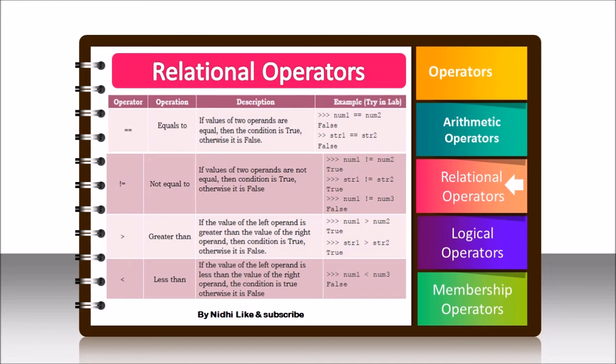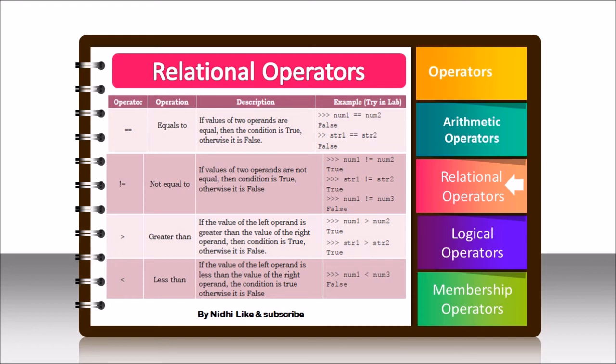Next is the greater than operator. If the value of the left hand operand is greater than the value of the right hand operand, then the condition is true. Now if some alphabet is capital, we can say that it is greater as compared to the small alphabet. In numbers we can generally compare greater and less, but in strings, if the alphabet is capital, then we can say it is a greater string. Less than is similar to greater than, checking whether the value is less than or not. So this is about relational operators.